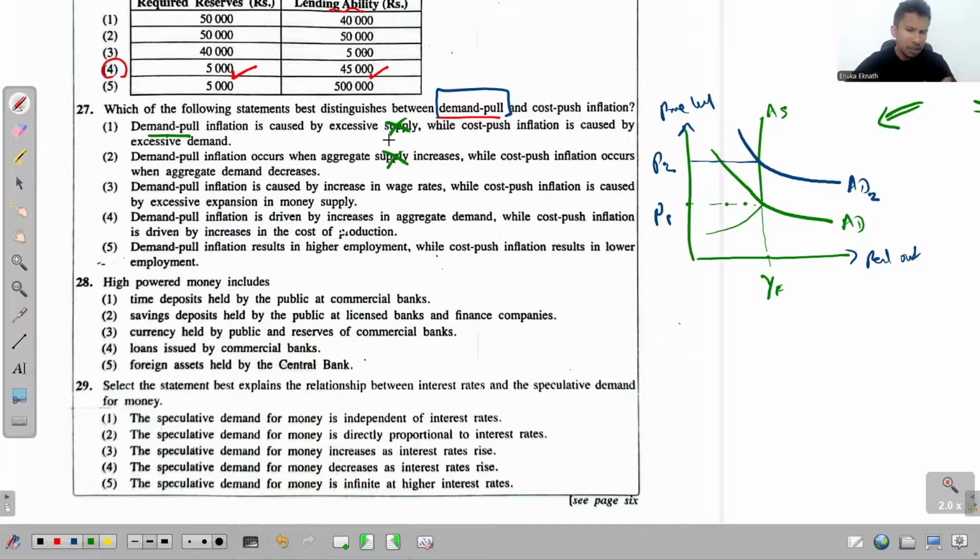Third one, demand pull inflation is caused by increase in wage rates, while cost push inflation is caused by excessive expansion in money supply. See, the opposite could be true, but this given one is totally false.